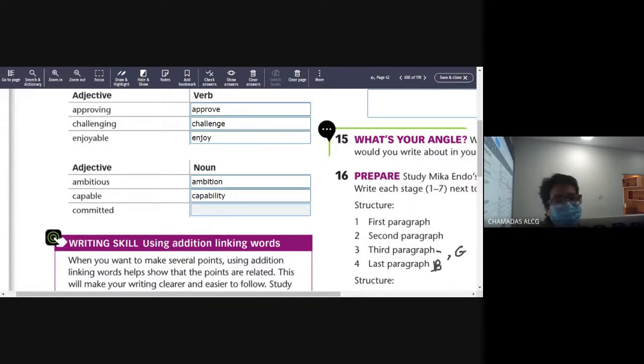You have to include a suffix. Ambition, capability. And now committed. Yes, great. Commitment. Okay, so here we have the suffixes. Let's check out the answer, see if everything is okay. Yes. All right.